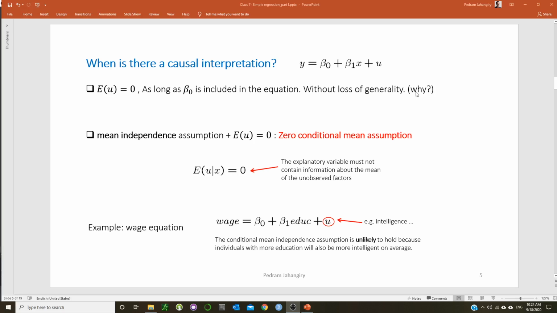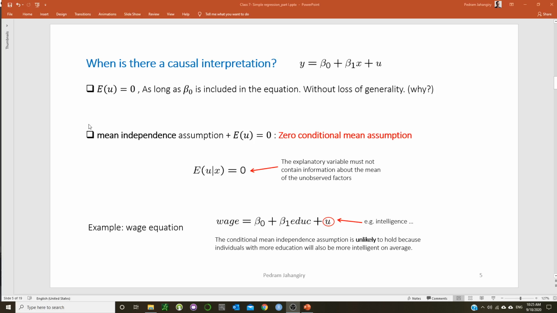Think about it, and I'm going to prove it next class when I see you guys face to face. But give it some thought. As long as there is a beta 0 in the model, even if the expected value of all those unobserved variables is not 0, we can make it become 0. So this is a mathematical fact. So this is assumption number 1.